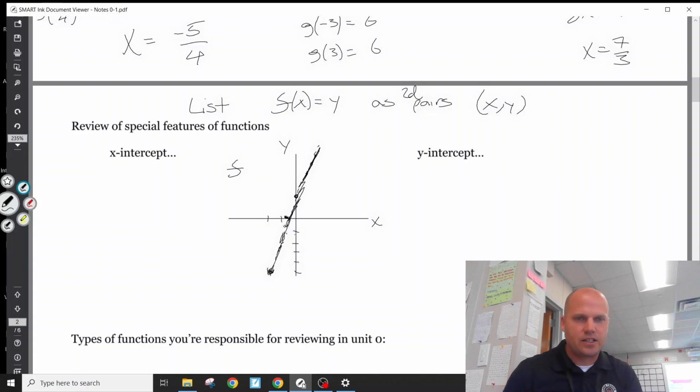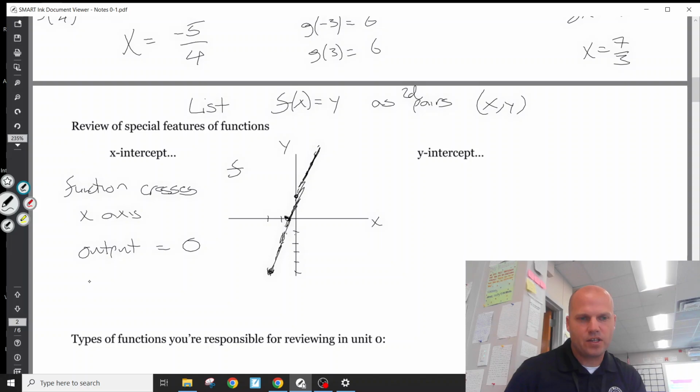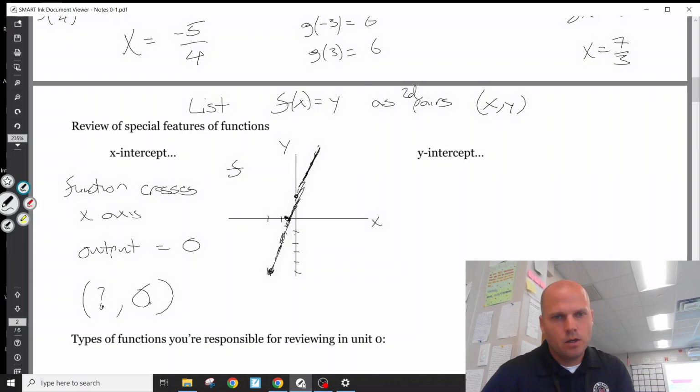An x-intercept. An x-intercept is when we cross the x-axis, or when our function outputs 0, or we have this idea of the location of the x that we're trying to find when the output of the y is 0. The y-intercept is the location on the graph or on the function where when I input 0, what is the y value?